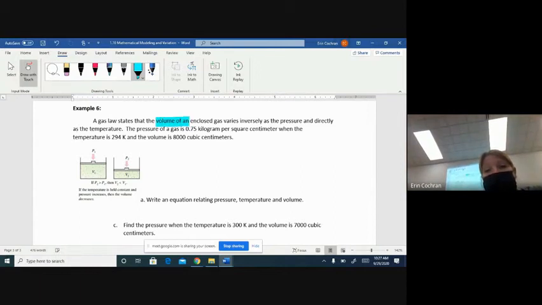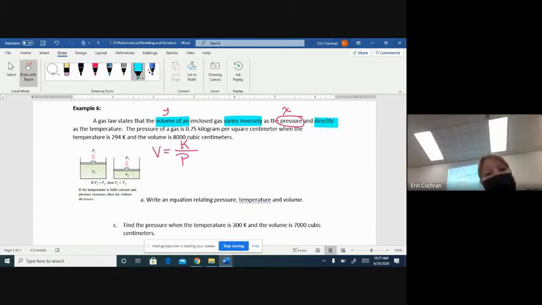Volume varies inversely. So my volume will still be represented as my Y, and every equation is always Y equals, right? It varies inversely to the pressure. So the pressure would be my X. And if it varies inversely, what was my equation? Was it KX or K divided by X? K divided by X. So we're going to have K over my pressure, my X. I'll put P for my X, if you guys are okay with that.